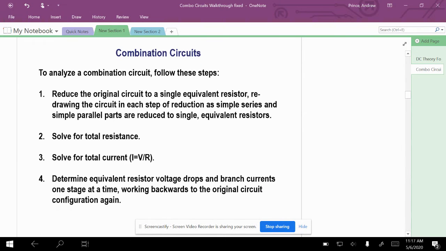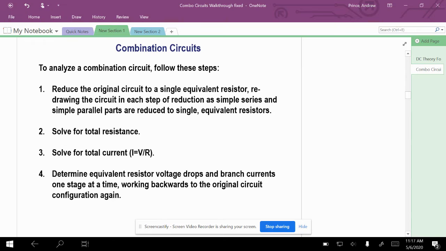So there's a couple steps that we'll go over on how to solve that, and we'll talk about that right now. So to analyze a combination circuit, follow these steps. First, you want to reduce the original circuit to a single equivalent resistor, and we can redraw the circuit a couple times if that helps us to visualize it. And then if we have series circuits, we can add those together, and then we can use our resistance formula for the parallel circuits and break it down piece by piece.